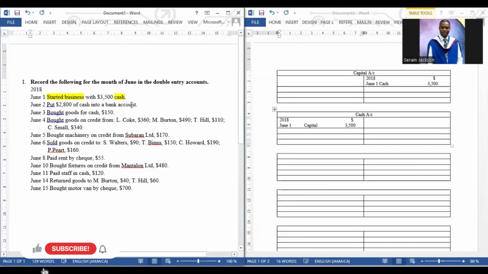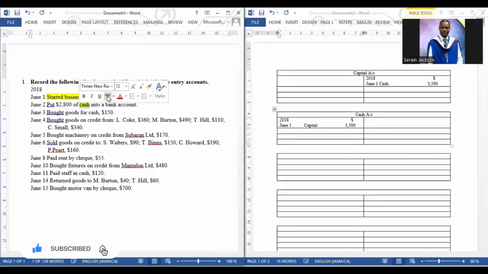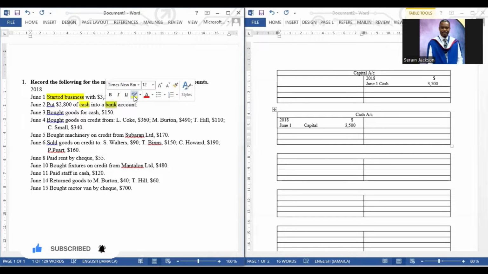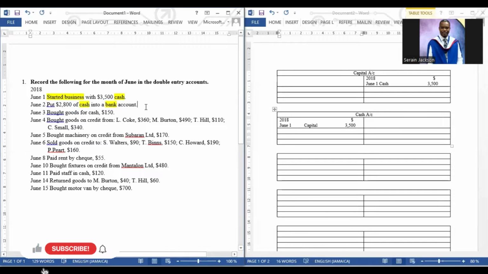Again, you need to ask yourself, what two accounts do I need to open, right? So you look into the transaction. The transaction will give you clues. So right off the bat, we see cash, yes, cash, and we see bank, right? So we know that the two accounts that we would need are cash and bank.